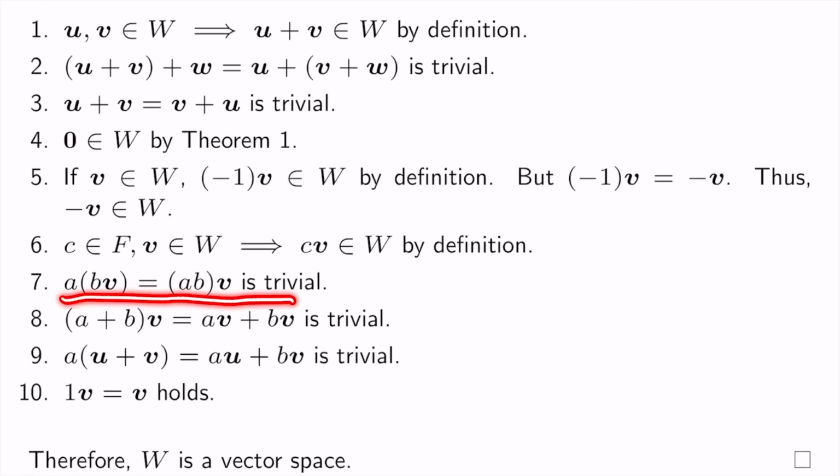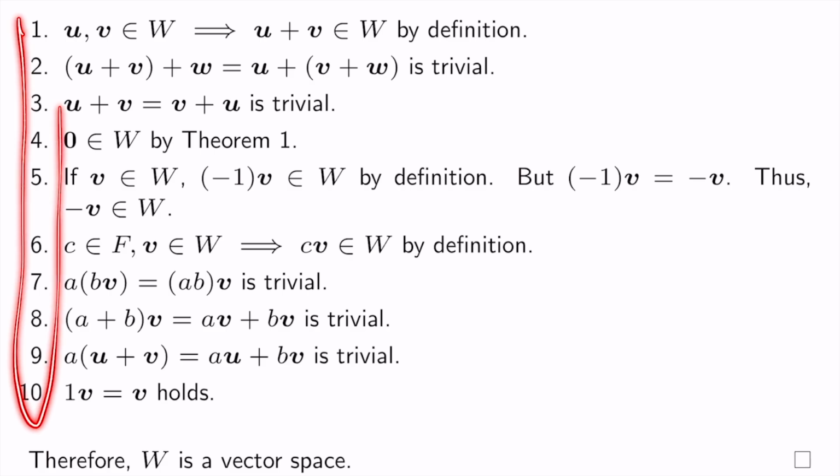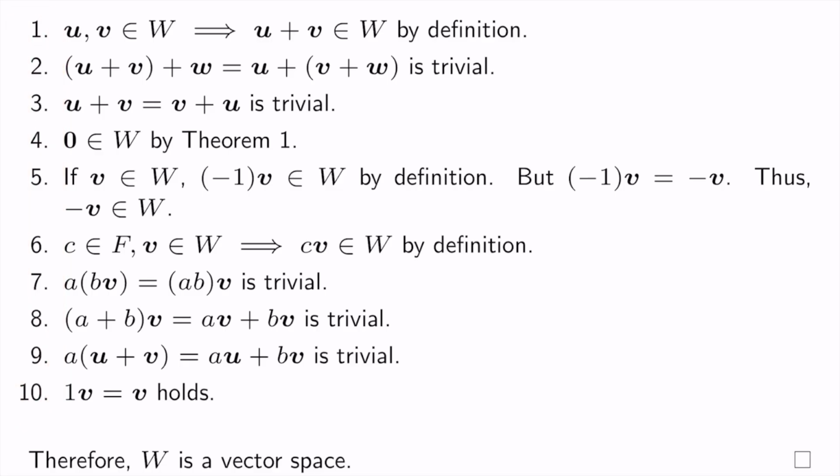And the associativity of scalar multiplication is trivial because this is a property of the original vector space. Also for the distributive laws. And this one is the multiplicative identity in the field F times V is always equal to V. So this is also trivial from the properties of the vector space. Therefore, all these 10 axioms are satisfied for the subspace. Therefore, W is a vector space. And we are done.